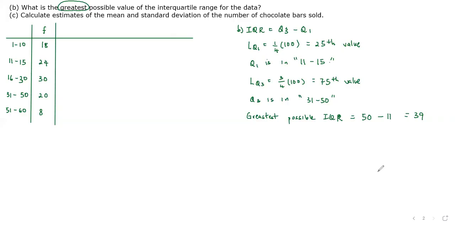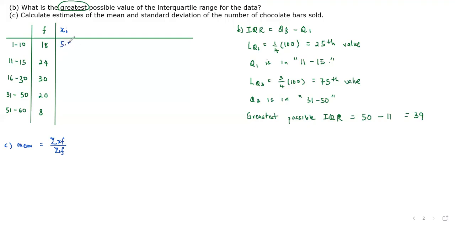Part C, calculate estimates of the mean and standard deviation of the number of chocolate bars sold. The mean is given by the sum of xf over the sum of f. x is the midpoint, so we need to find the midpoint of each class. To find the midpoint, we take the lower class limit, add the upper class limit, and divide by 2. So 10 plus 1 is 11 divided by 2.